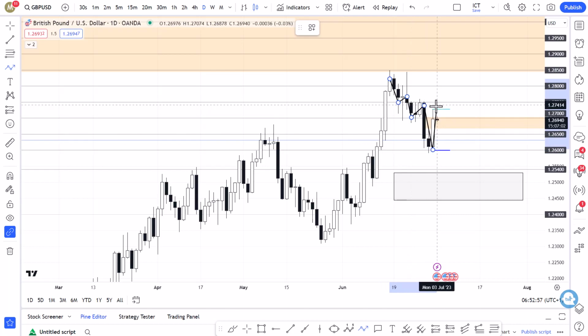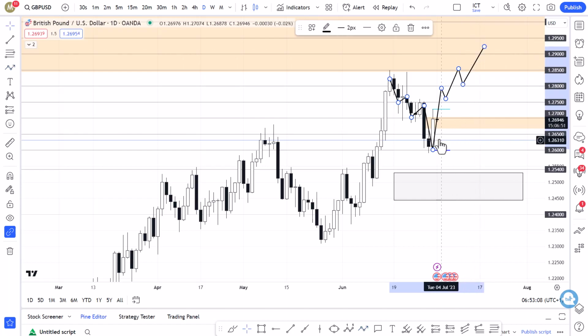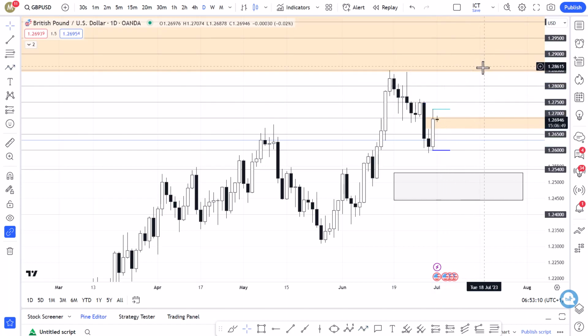So at the moment, what I'm waiting for really on the daily is for it to do the same pattern, to break past this previous swing here and start to resume this uptrend. And that's when, for me, my strategy really comes into play because that's when I can capitalize on the uptrend.